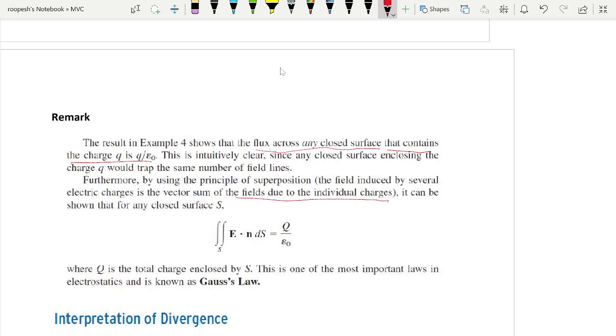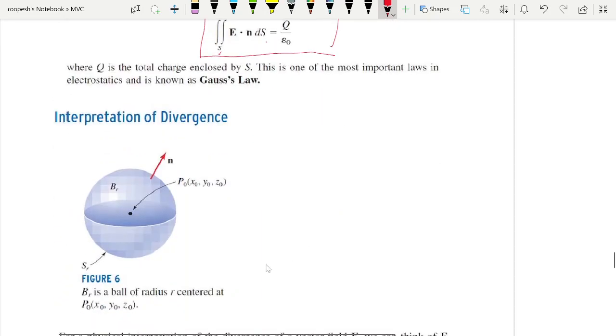Now, it can be shown that for any closed surface, the double integral over S of E dot n ds is equal to q by epsilon naught, where q is the total charge enclosed by S. Now this is called the Gauss law. Okay, this is called the Gauss law.